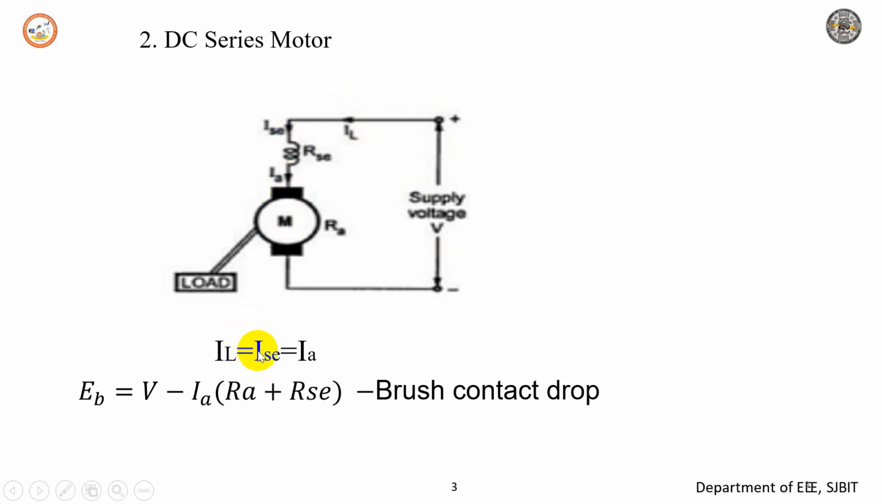Therefore, IL is equal to ISC is equal to Ia. Now, applying KVL to this circuit, we get EB equal to V minus Ia into RA plus RSC, as these two are in series, minus the brush contact drop. Here RSC is very small, like RA is very small compared to RSH. Therefore, the entire armature current passes through the series winding, so the flux produced is proportional to the armature current: flux is proportional to ISC and also proportional to Ia.